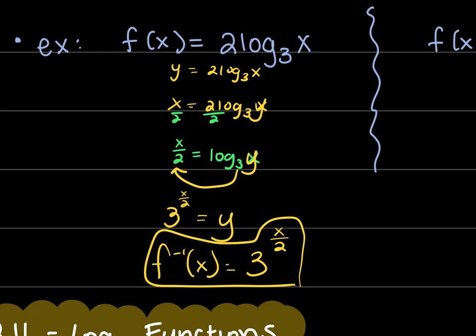So change f of x to y, switch the x and y, solve for the new y, and then make sure you change that y to f negative 1 of x. Does this say x over 2? In the exponent, yep. And if the log was like log base 3 of 2, you move the 3 over and the 2 stays in. Correct.